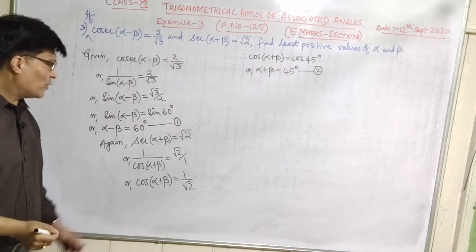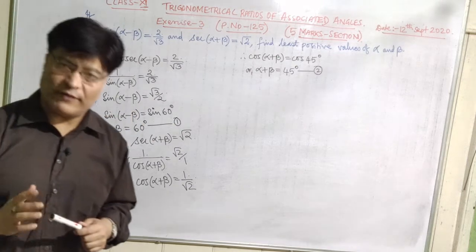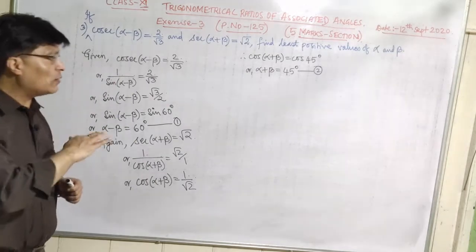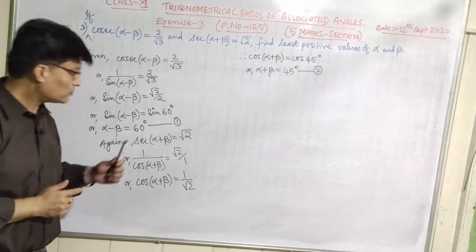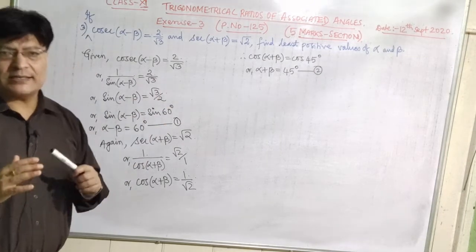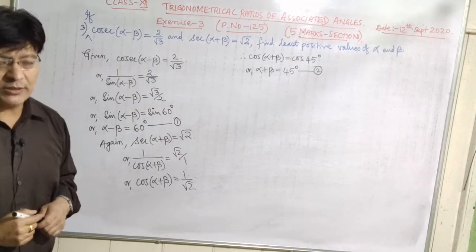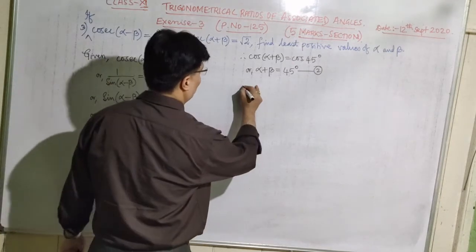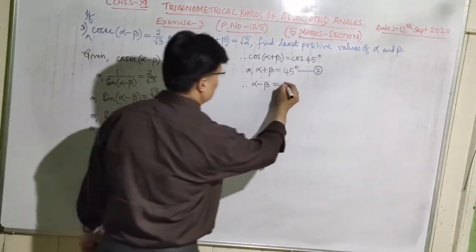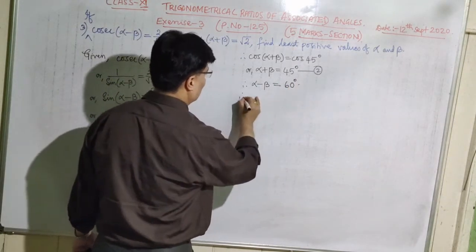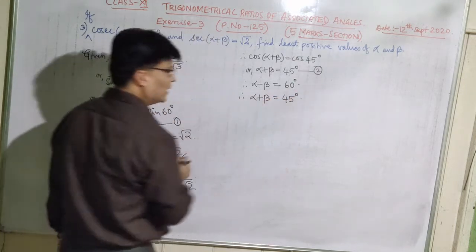Now we have got both equation 1 and equation 2, and the unknown quantities here are alpha and beta. Now we have to solve these two equations to get the least positive values of alpha and beta. So let us solve it and check whether we are getting both the values of alpha and beta as positive or not. So from 1, alpha minus beta is equal to 60 degree. And alpha plus beta is equal to 45 degree.